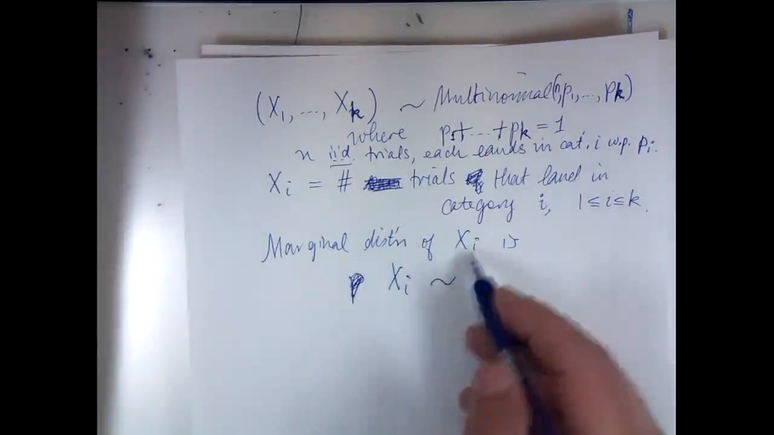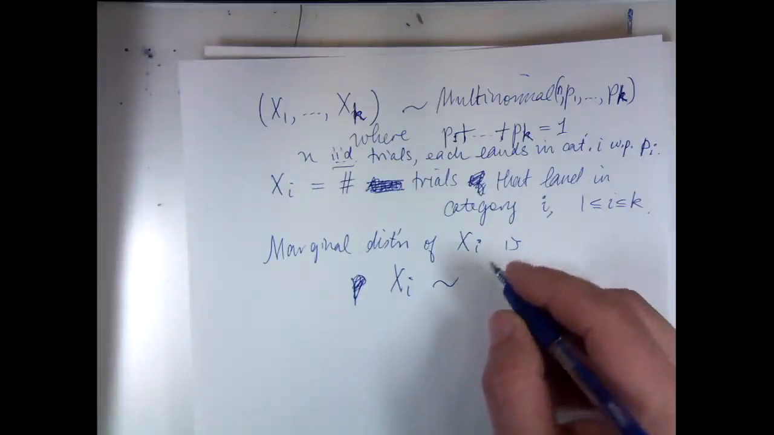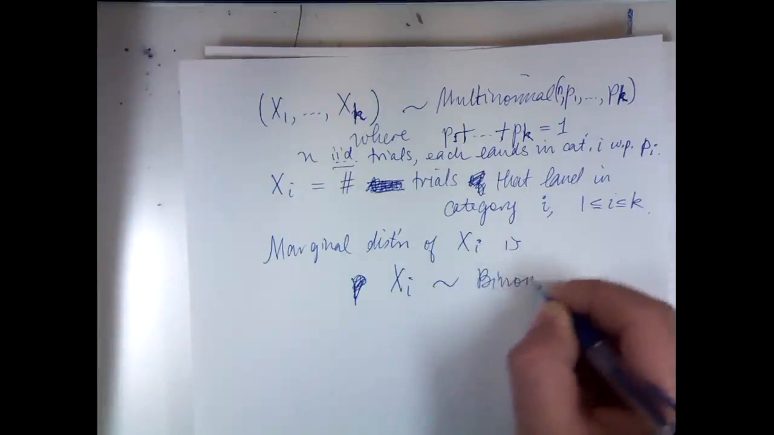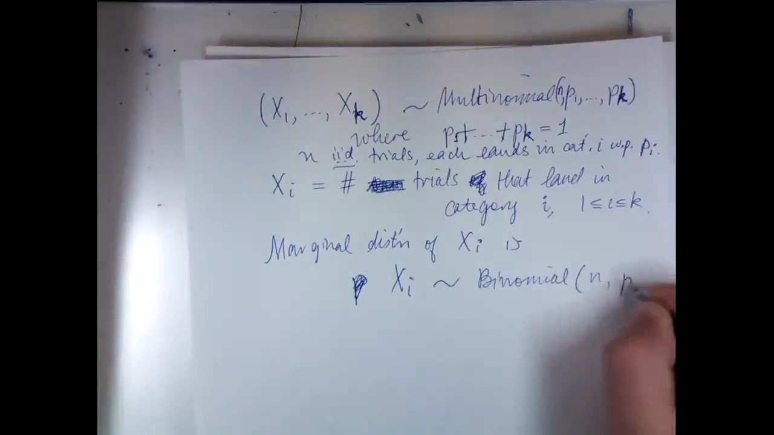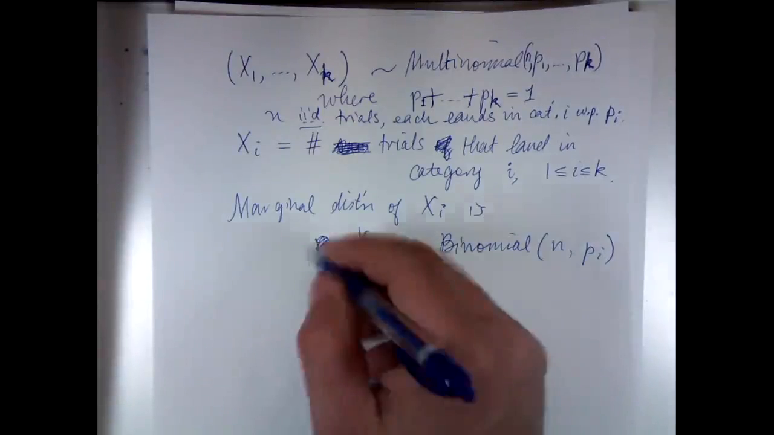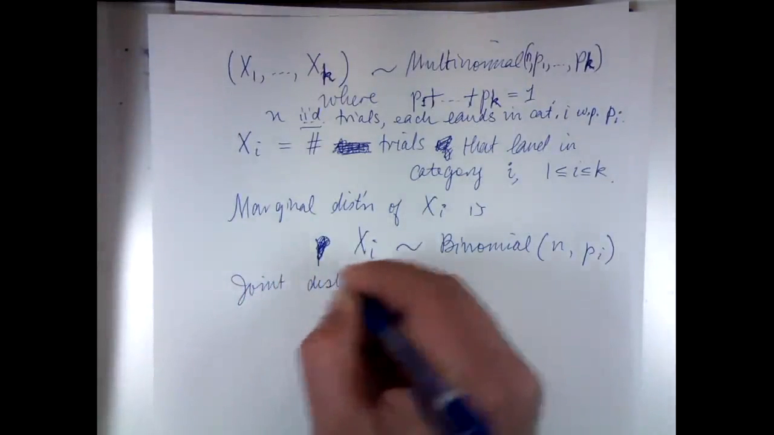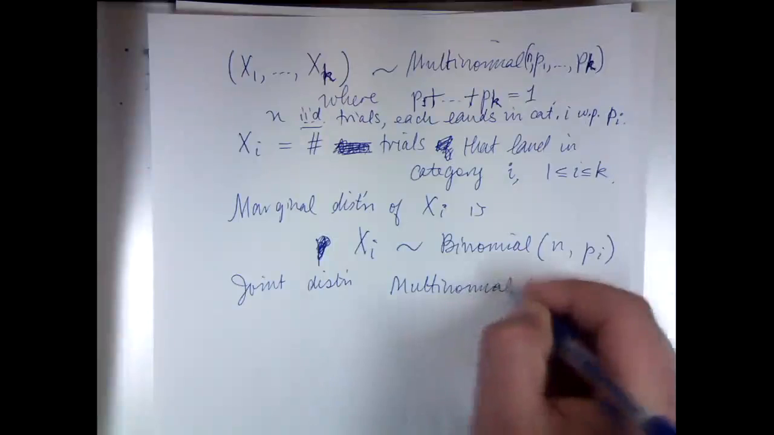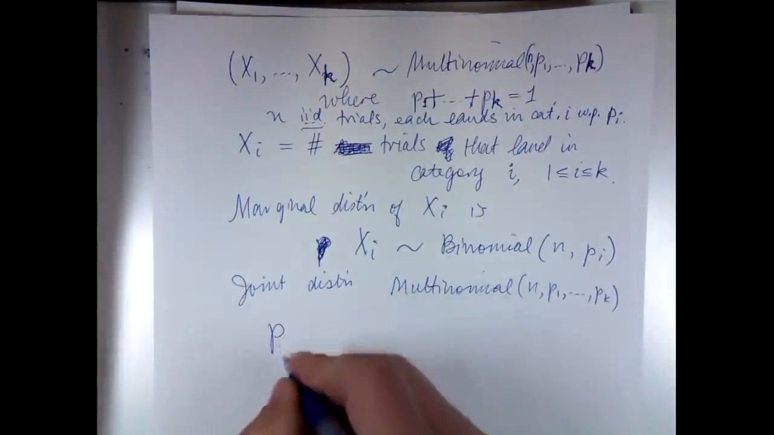But if I'm just counting how many trials land in a fixed category i, what type of distribution? Binomial, because each is either a yes in category i, with probability pi, and no otherwise, because then it's not category i. So that's so far so easy. The joint distribution is of course multinomial. Just to reiterate, n, p1 up to pk, and I may as well give the mass function.